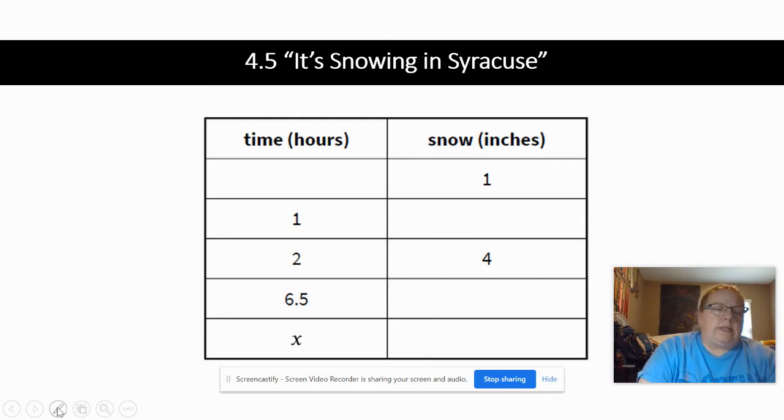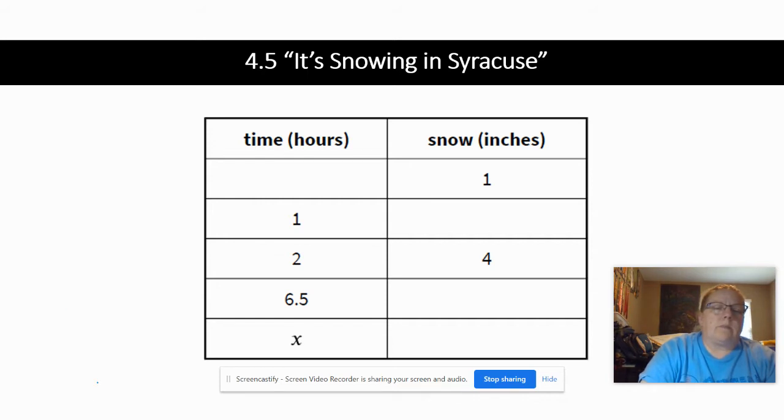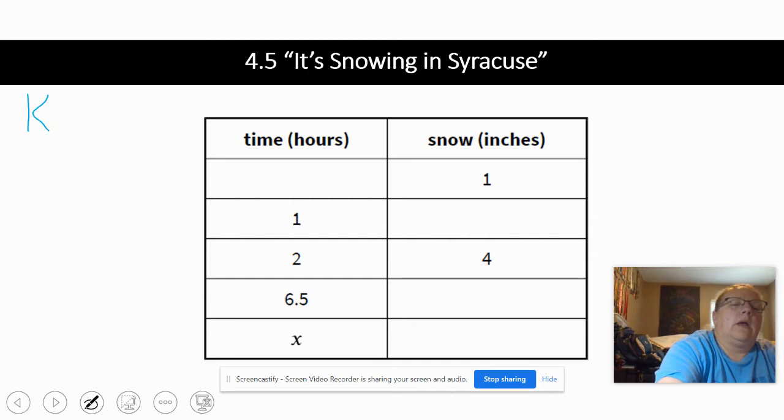So remember, it's snowing in Syracuse, and here we have a table of X and Y values. And so we are wanting to fill in these missing holes. If you remember right, we talked last week and the week before about constant of proportionality. Within our constant of proportionality, we know how we can find an X value as well as a Y value. And we called that constant of proportionality K. And so we said that K equals our Y value divided by our X value.